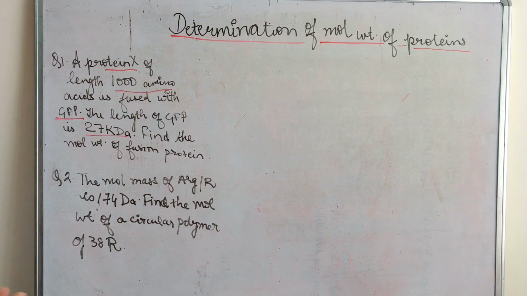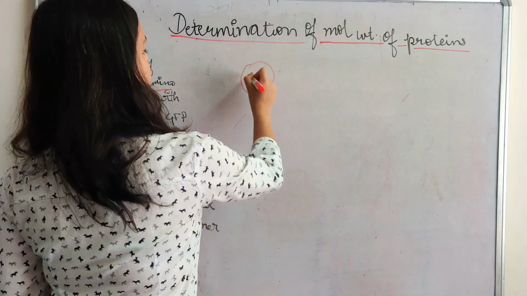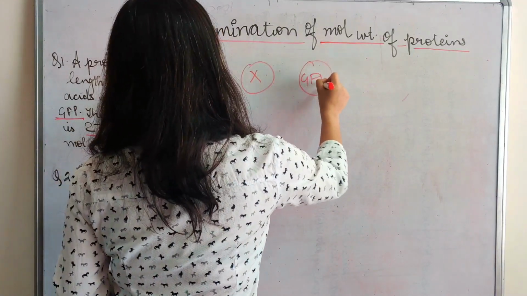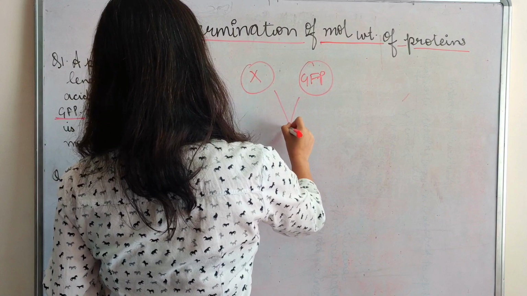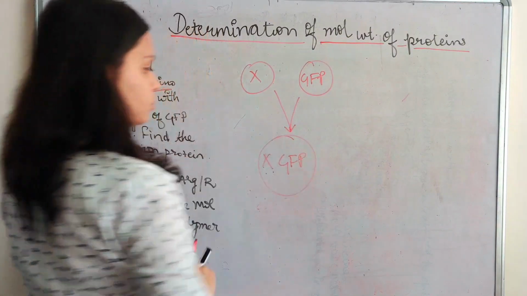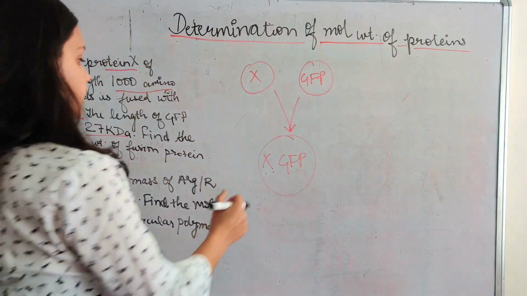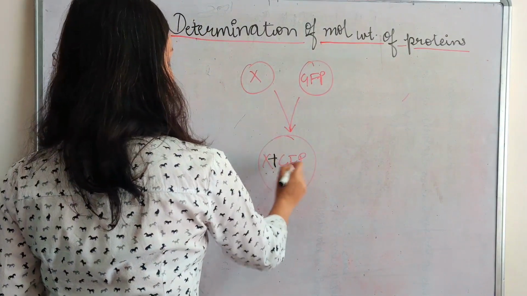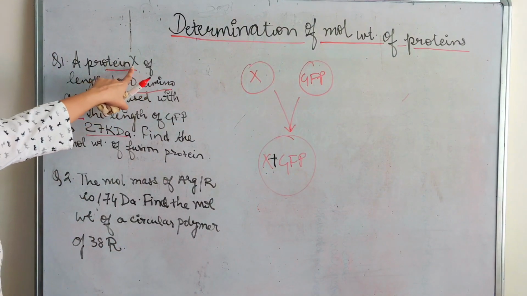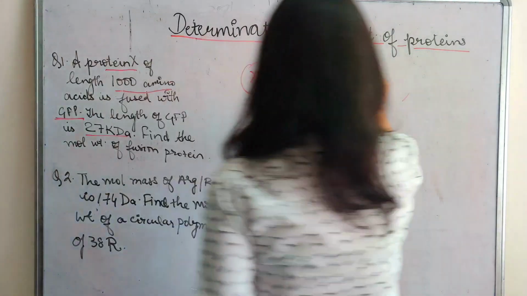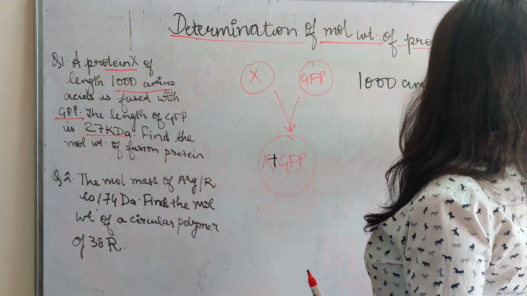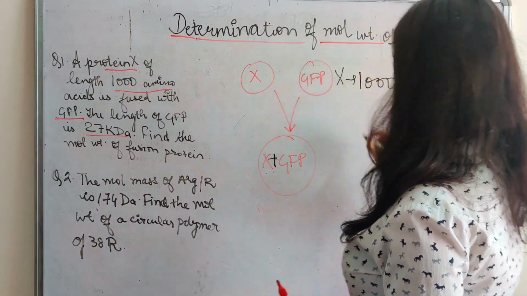This is the question. So there's a protein called X and then there's a protein called GFP. We fuse these two together. This is what we get, a fusion protein, that is, these two fused together. The length of protein X is 1000 amino acids.